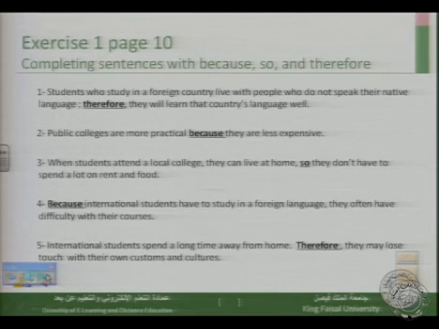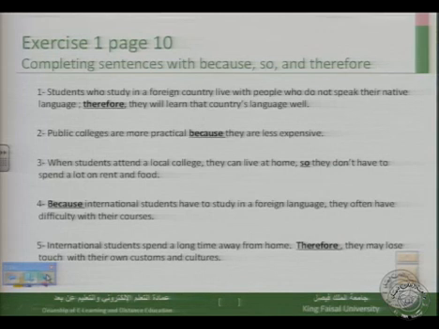In the next slide, we have the exercise corrected. We have the 5 sentences corrected. I will read them again. Number 1, students who study in a foreign country live with people who do not speak their native language, semicolon, therefore, comma, they will learn that country's language well. Number 2, public colleges are more practical because they are less expensive. Number 3, when students attend a local college, they can't live at home, so they don't have to spend a lot on rent and food.